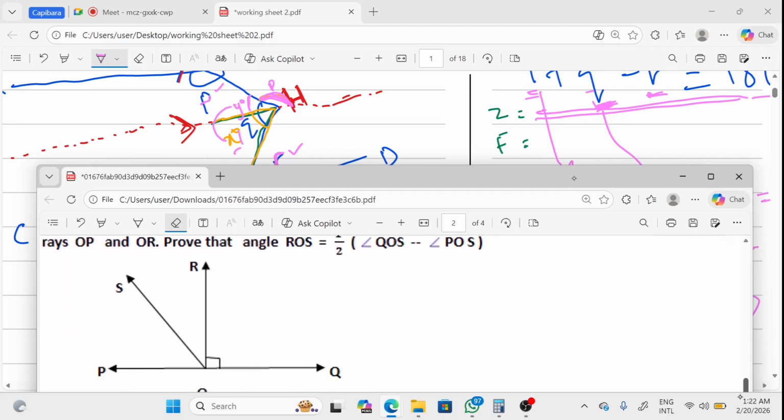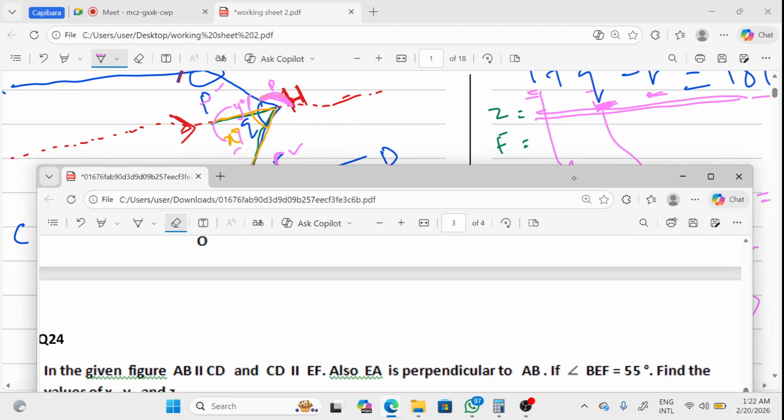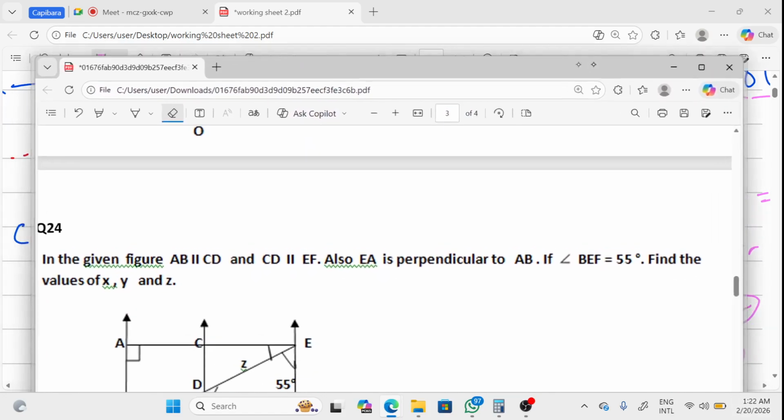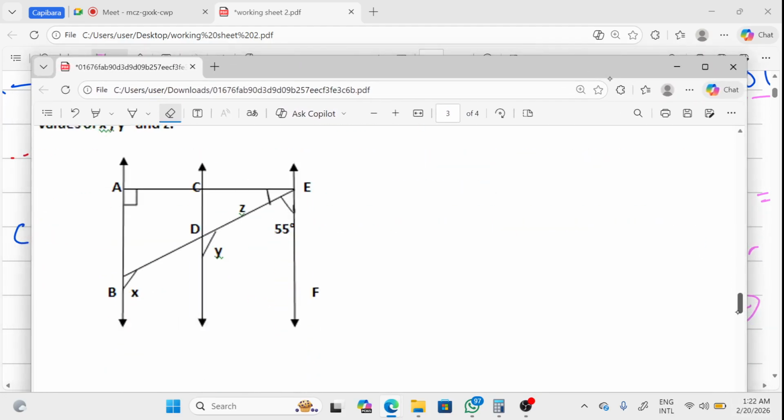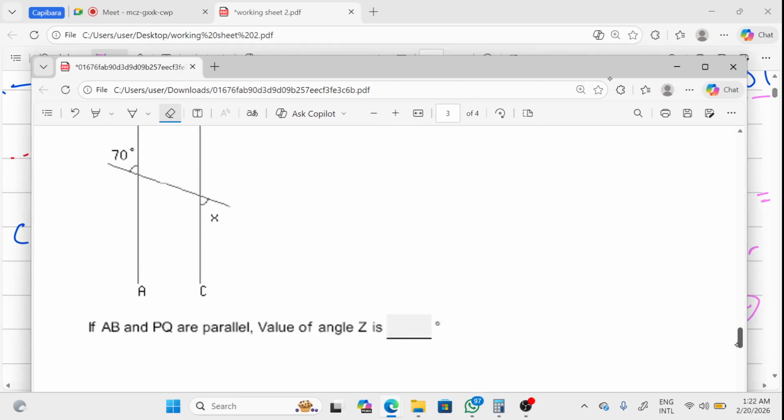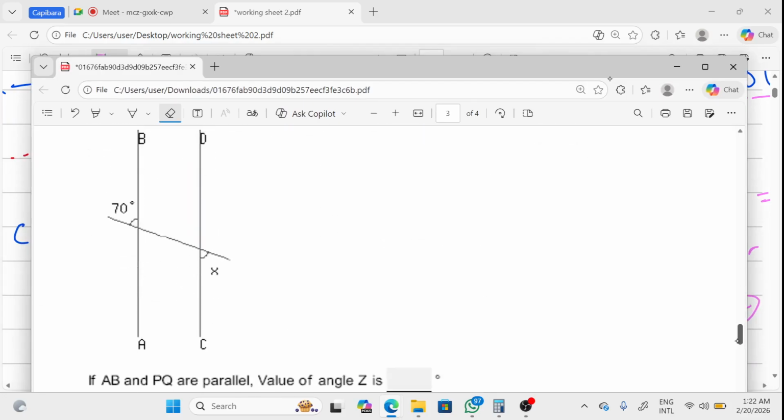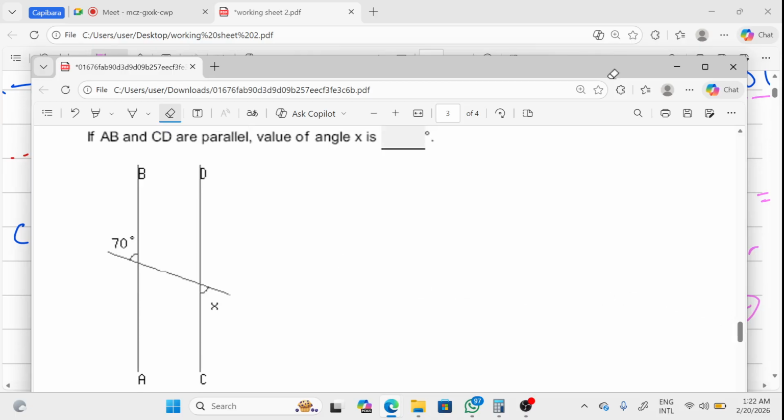Let's just scroll down for it. Maybe we can find one. Because if you didn't get a direct one, okay, let's look at this. They said AB and CD are parallel. Okay, maybe we can have something reasonable from here. So find the value of x.